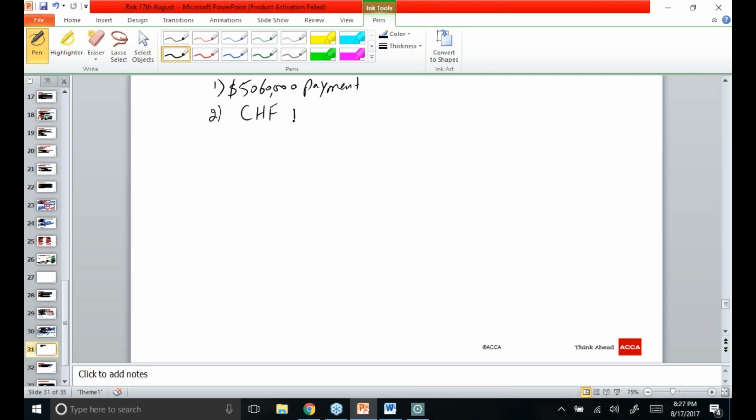in which you will buy the put option. Which put option? CHF put option. Because you will buy dollars in order to pay, but the contract is not in dollars. The contract is in CHF. So in order to buy dollars, you have to sell the CHF. Sell CHF means CHF put option.